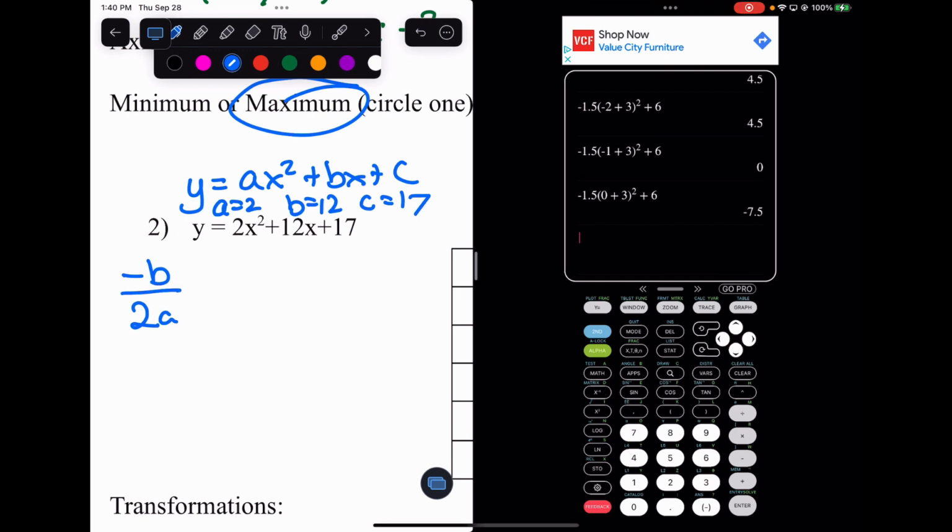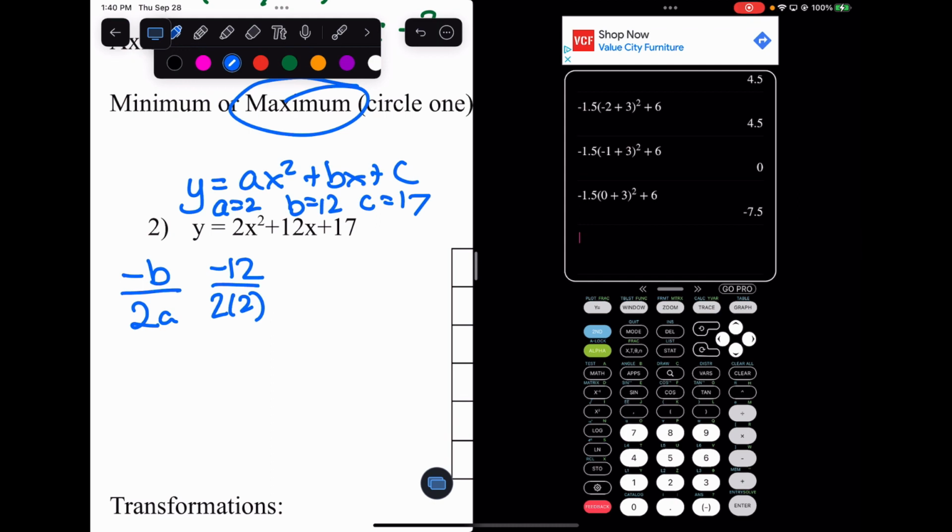Then we can go ahead and plug them in here. Now, -b just means, when I do it in my head, I just think the opposite of b. So if my b is 12, the opposite of b is going to be -12. Then 2 times a is going to be 2 times 2, because my a value is 2.